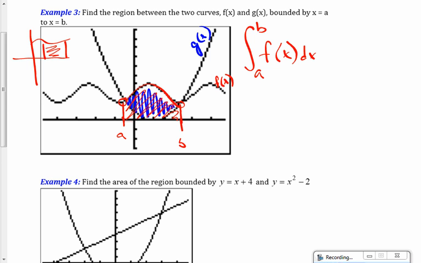I'm going to shade a couple of slivers here. I'm going to shade this sliver and this sliver. And those two slivers I just shaded represent what? That is the area under g of x, right? What do I have to do to those two to get what I want? Subtract.